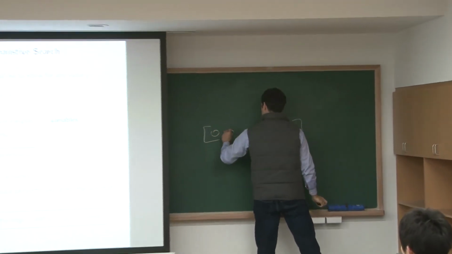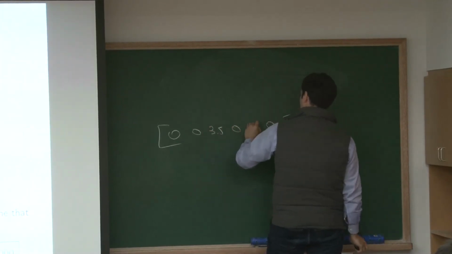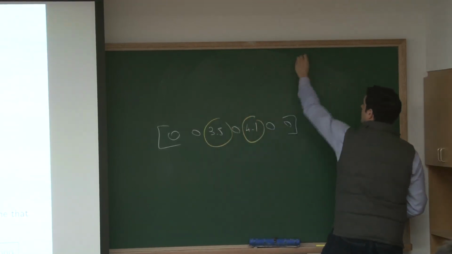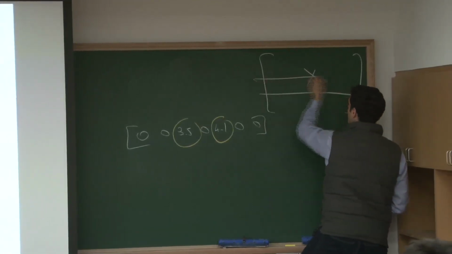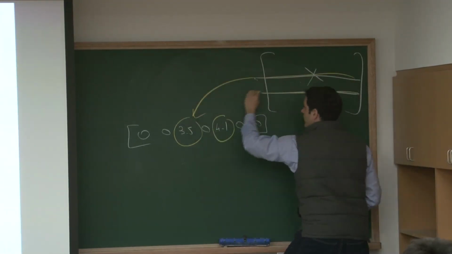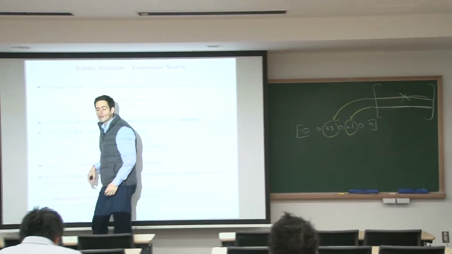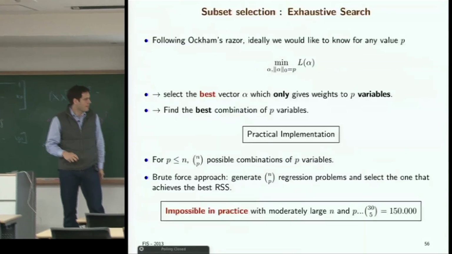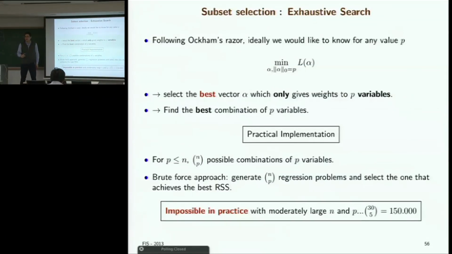If I have a big alpha here, which is just zeros, and here 3.5 and 4.1, times my data matrix X, it basically means that I'm just considering this line and this line, this variable and this variable. So this is exactly what we would like to solve if we follow Occam's razor: define a number of variables, and minimize. Unfortunately, this is very difficult to implement.